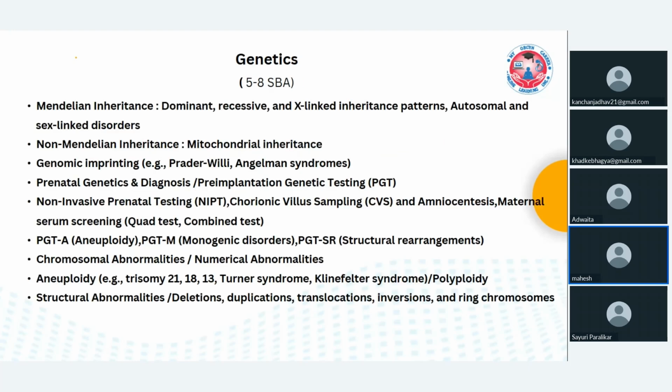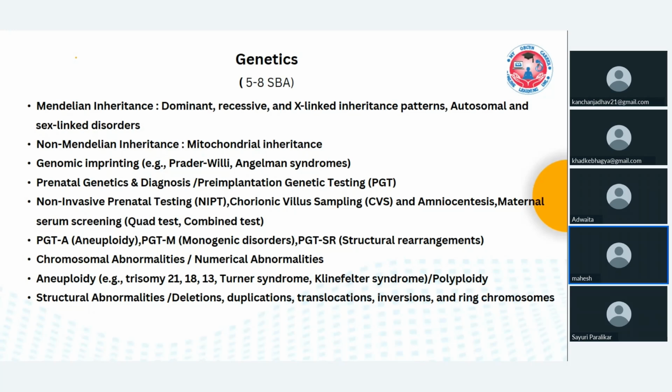Okay. Then another important module is genetics. It will also have around 5 to 8 SBAs, single best answer questions, in which they are asking about Mendelian inheritance: autosomal dominant, autosomal recessive, X-linked inheritance patterns; both autosomal and sex-linked disorders are generally asked. Then non-Mendelian inheritance such as mitochondrial inheritance, genomic imprinting like Prader-Willi or Angelman syndromes, then prenatal genetics and diagnosis. Pre-implantation genetic testing (PGT) is covered.